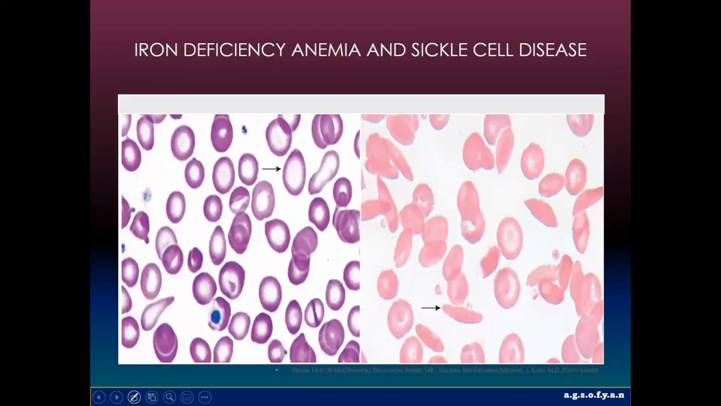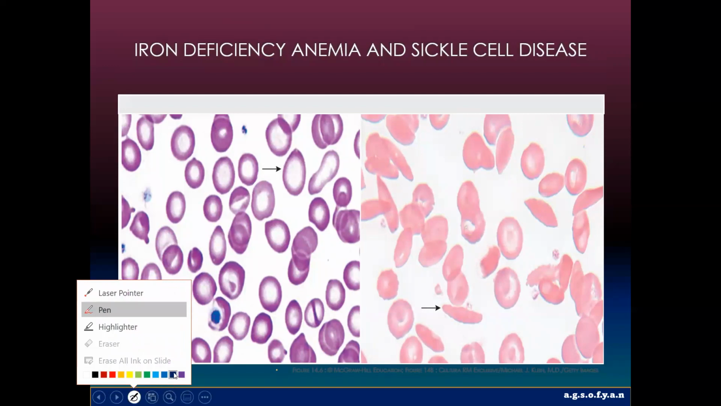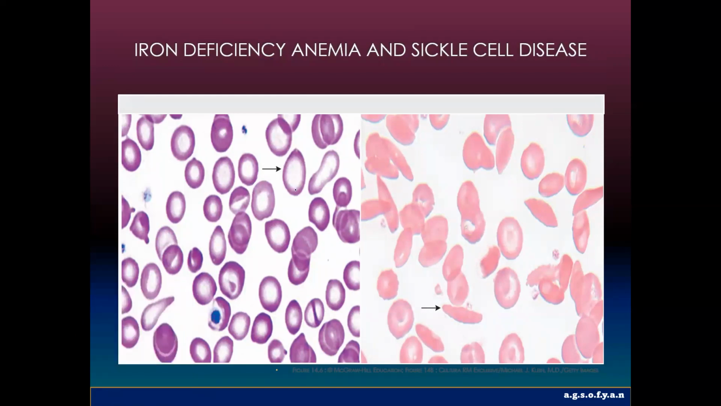I just want to show you how it looks under the microscope. This is iron deficiency anemia. The red blood cell is abnormal, it's bigger, but they have less capacity for carrying hemoglobin.